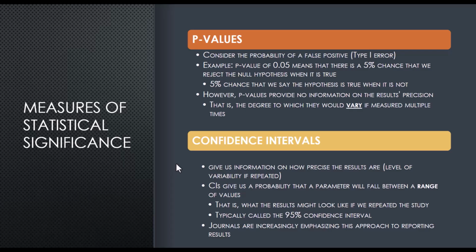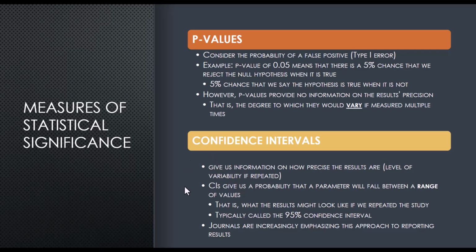What I mean by precision is the degree to which the results would vary if measured multiple times, or the repeatability of the results. That's where our confidence intervals come in. A confidence interval gives you information about how precise the results are. So if we were to repeat a study over and over under the same conditions, the confidence interval provides us the information on the level of variability with the repeated study.